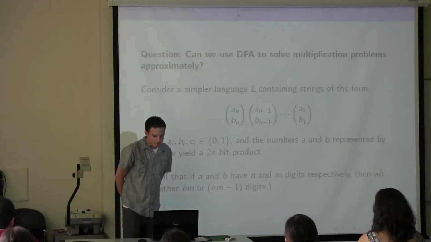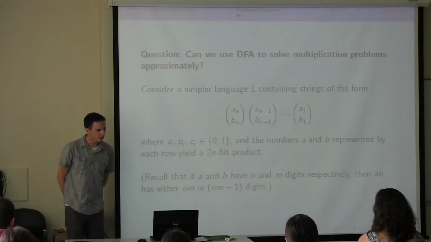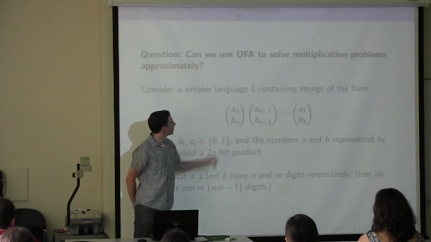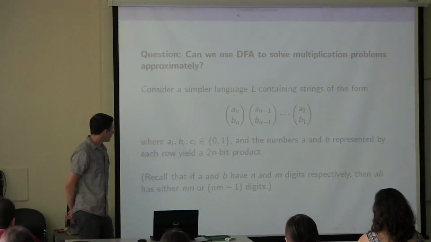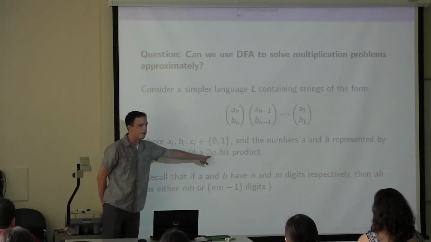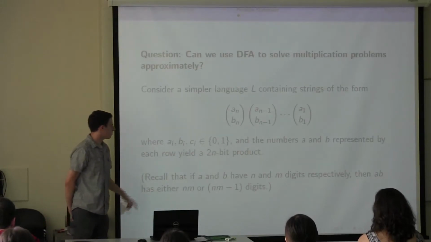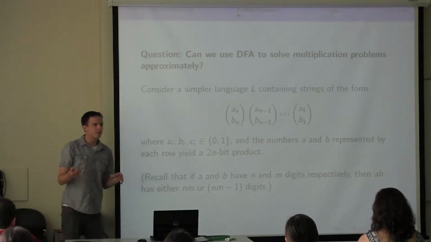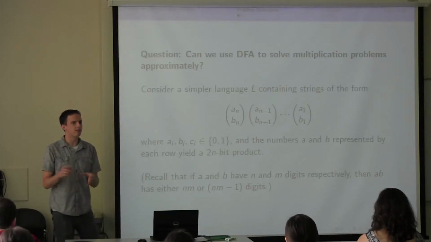So for this project, we're considering a simpler language, L. We've got just two numbers, A and B, input to the DFA as these sequences of tuples. And we want to know if the product of these numbers is 2n bits. Here's a note from 242, if you remember it: if A and B have n and m digits, their product is n plus m digits or n plus m minus 1 digits, right?